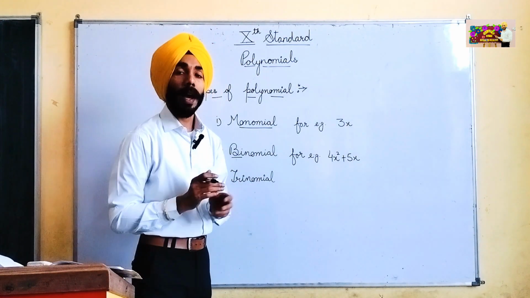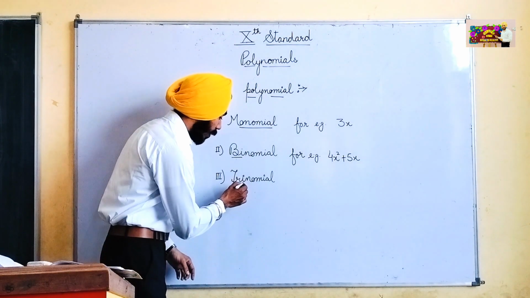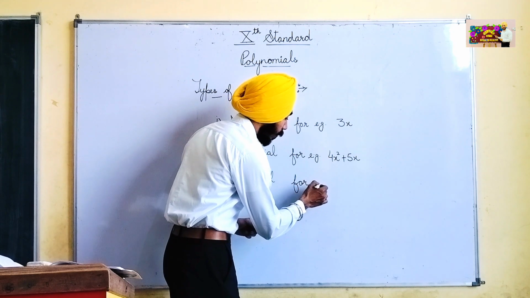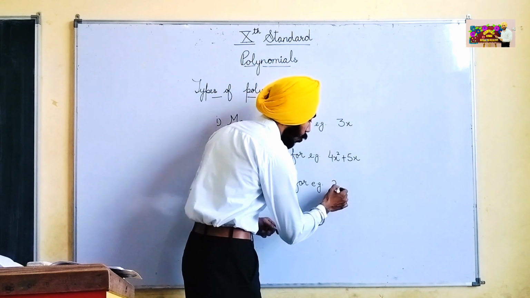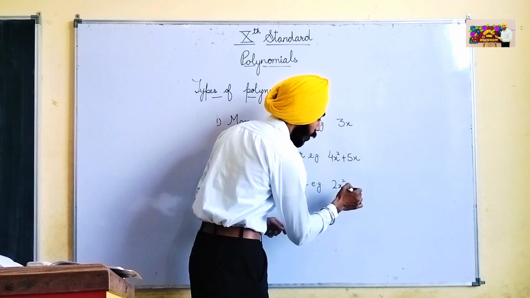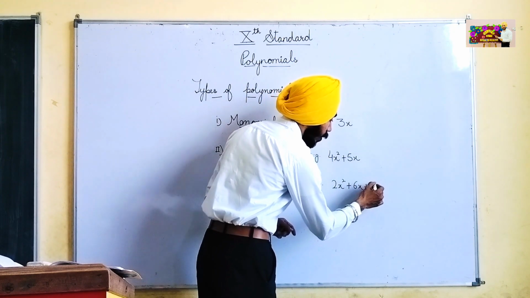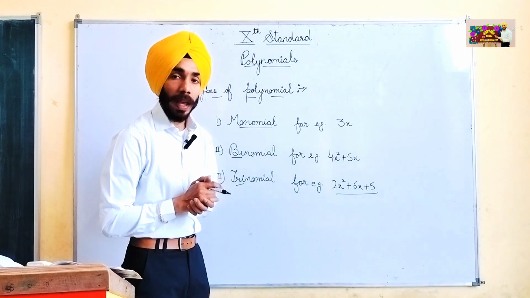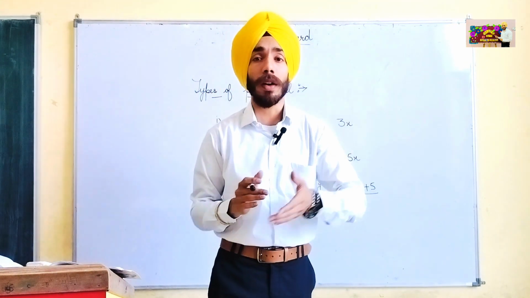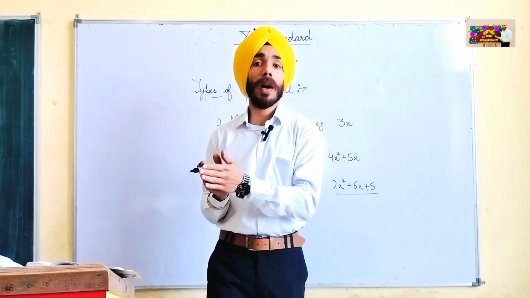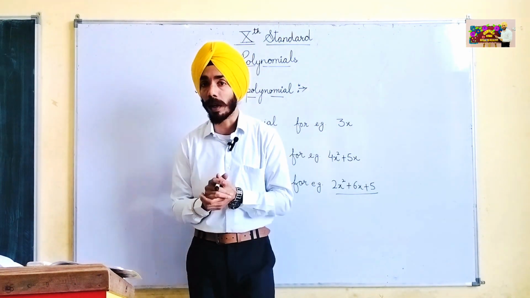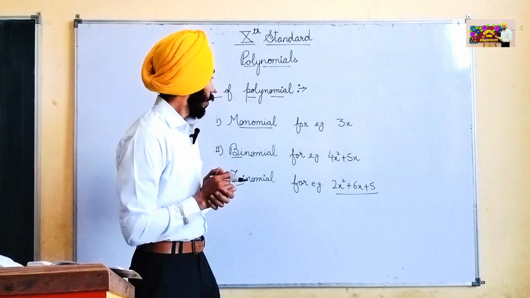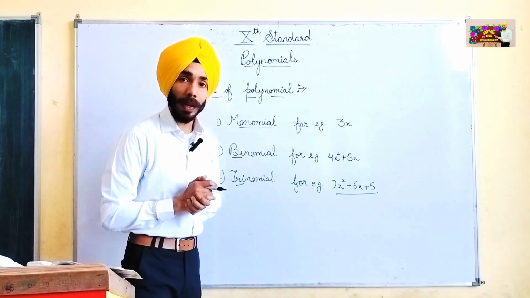Similarly, trinomial have three terms. Tri means three, containing three terms. For example, 2x square plus 6x plus 5. This is trinomial. And if we have more than three terms, then we give it the name polynomial. So these are types of polynomials.